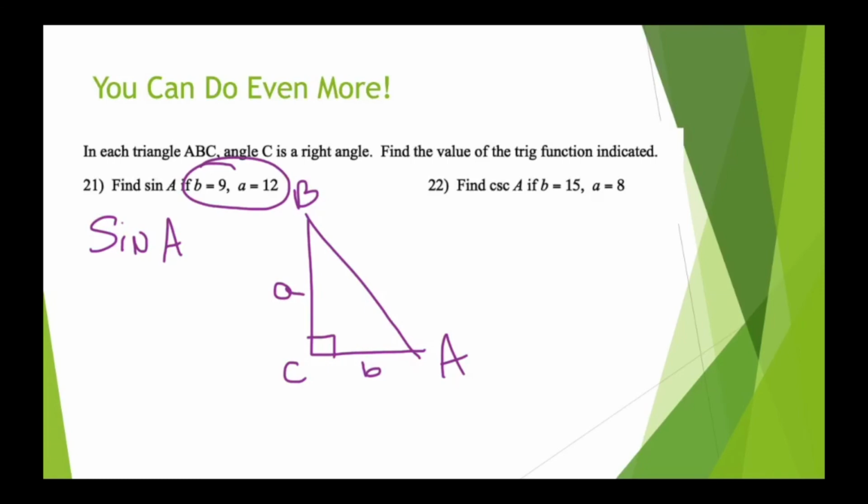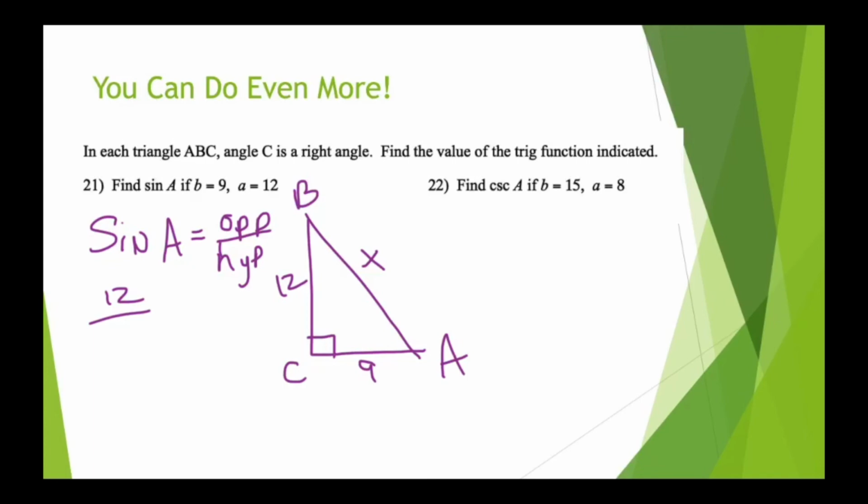They tell us that b is 9 and a is 12. So we can just substitute those right in. b is 9 and a is 12. We're looking for the sine of a. If you remember, sine is opposite over hypotenuse. And we're dealing with a. So the opposite for a is 12. But we don't have the hypotenuse. So we have 12 over, we don't have that one.